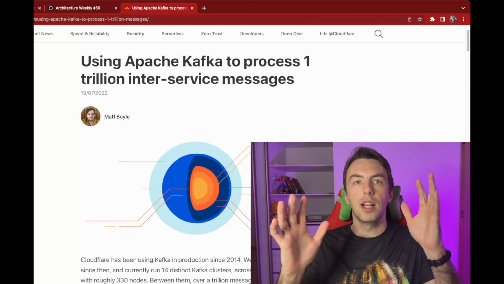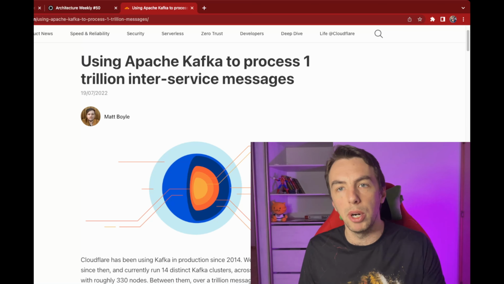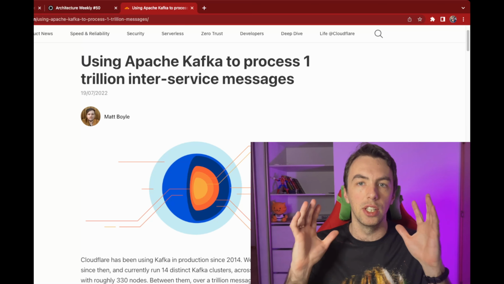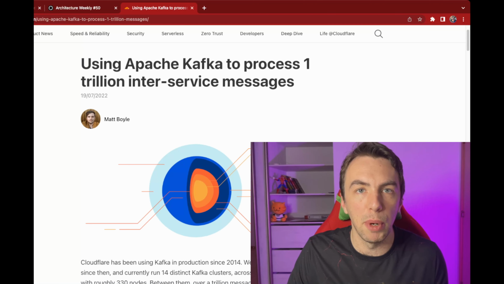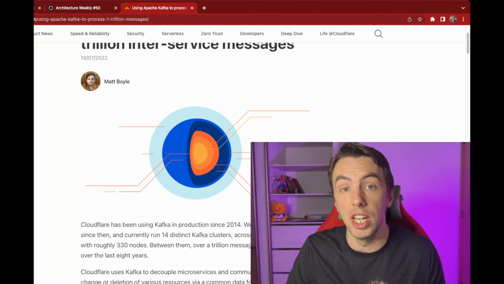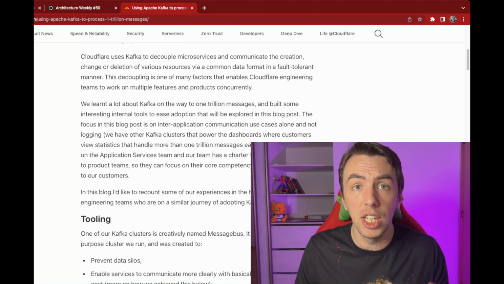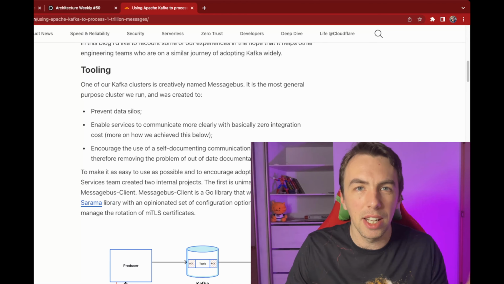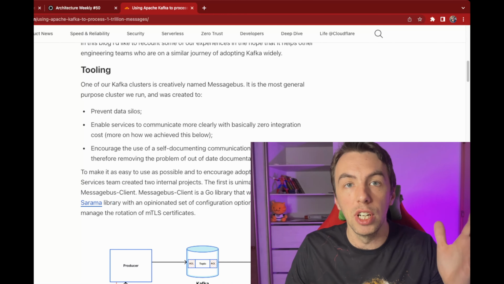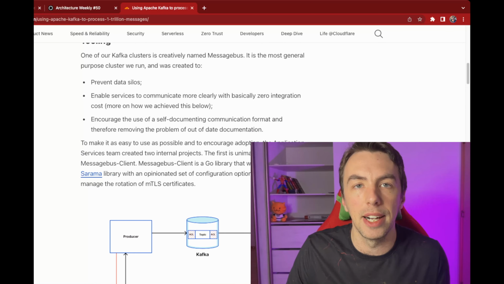And the last in the highlight section of today's issue is using Apache Kafka to process 1 trillion inter-service messages. CloudFlare has been using Apache Kafka for more than 8 years. They processed over 1 trillion messages over those years in their general purpose cluster. But they have other clusters that are processing trillions of messages per day. So how is CloudFlare handling those?